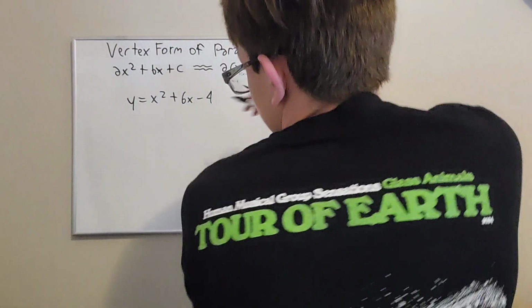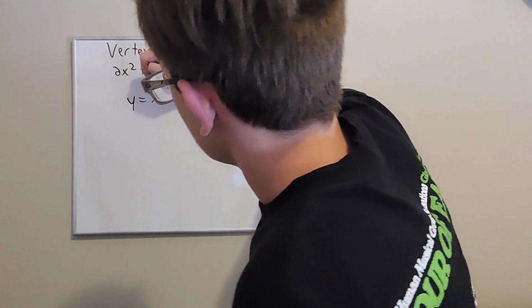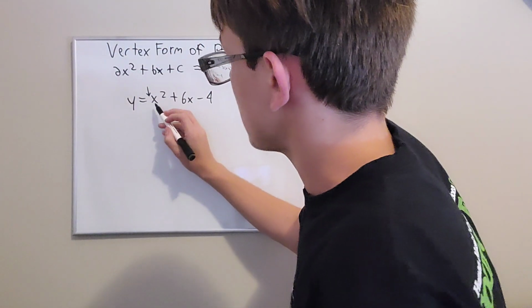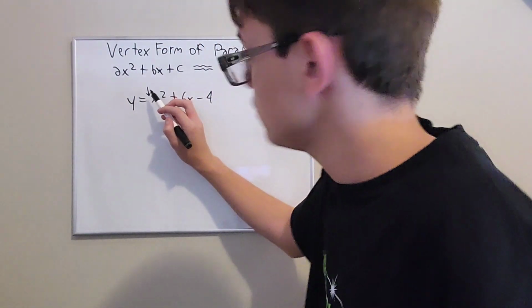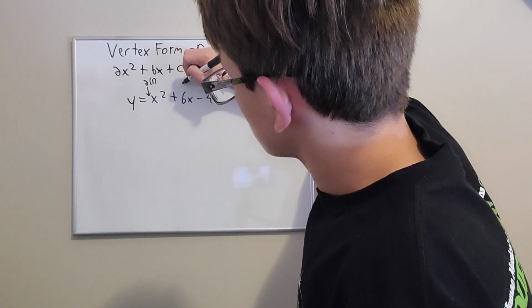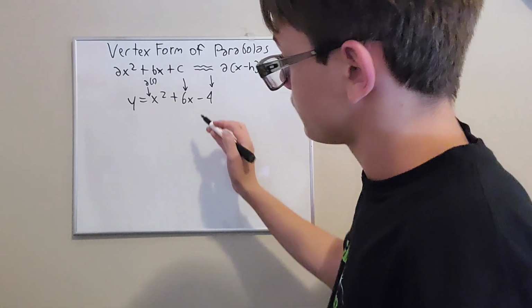The first one that you're going to want to be doing is moving C. By moving C, which if you don't know, this right here is A, or 1, because if it says x, there's an imagined 1 next to the x. So that is going to be our A, or 1. This is our B, so 6 is our B, and 4 is our C.